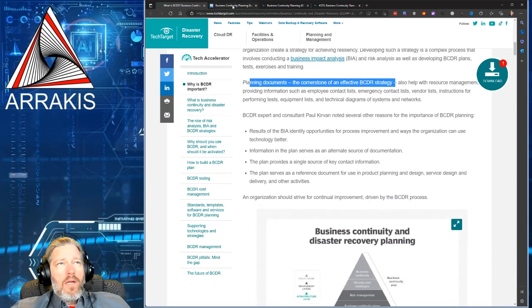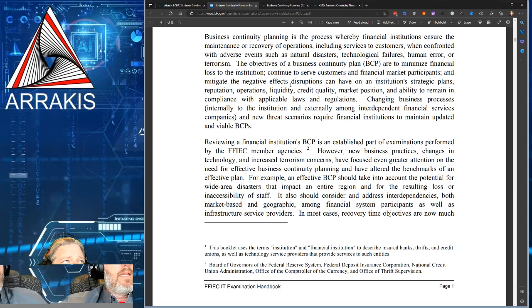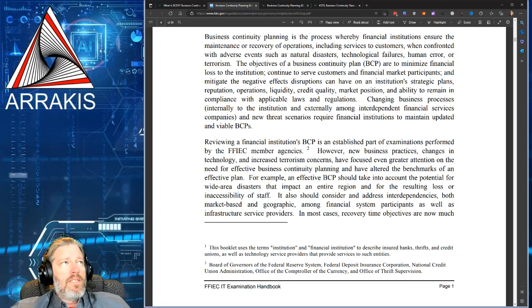But if we were to look at other documents, like here is the one from the FDIC, business continuity planning is a process where financial institutions ensure the yada yada yada, such as natural disasters, technological failures, human error, or terrorism.